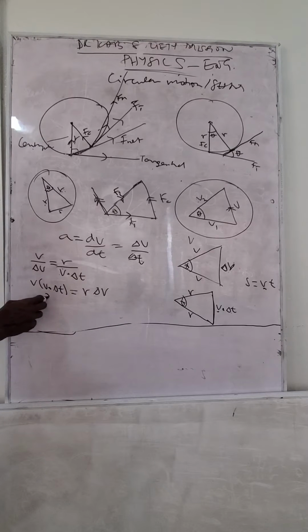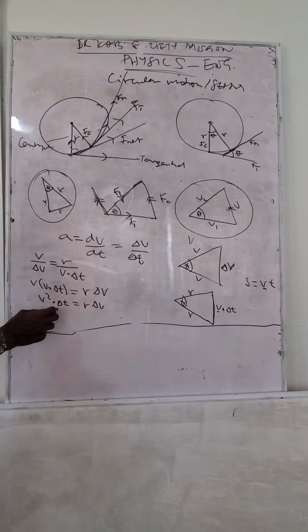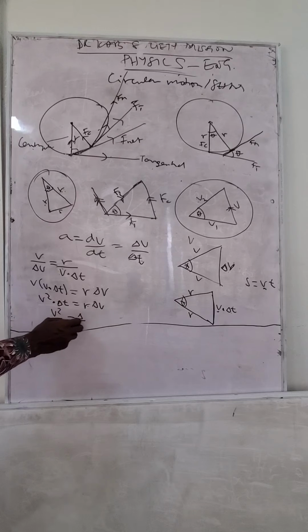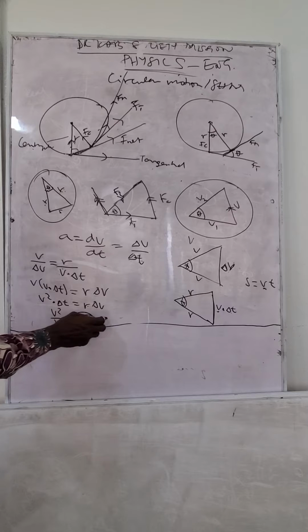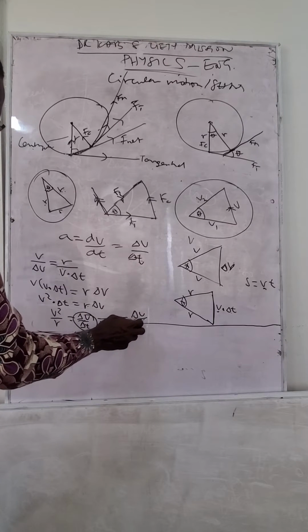This is going to give us V squared change in T is equal to R change in V. Let's rearrange. We get V squared over R, equal to change in V over change in T. What do you notice about this equation? This is equal to acceleration, because acceleration is defined by change in V over change in T.